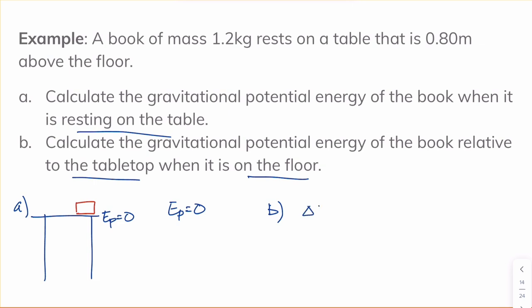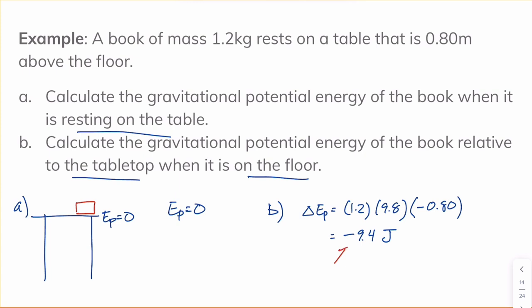So delta EP is equal to 1.2 kilos times 9.8, because we're doing it on Earth, and then the change in height is going to be negative 0.80, because it is down 0.8 meters from the reference point of zero. So when we calculate that, we get negative 9.4 joules.